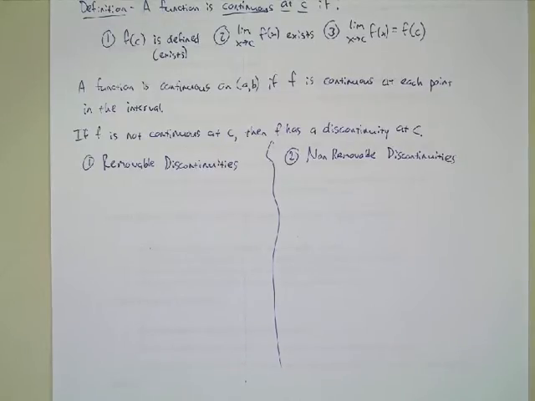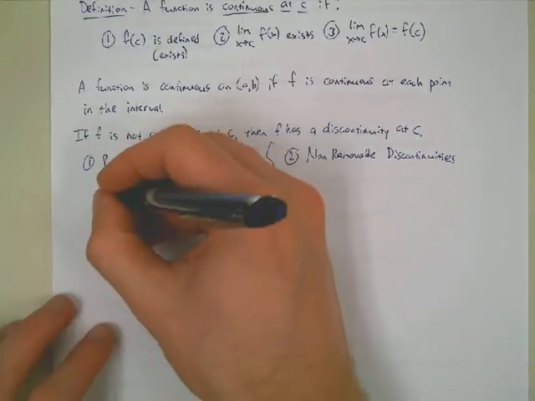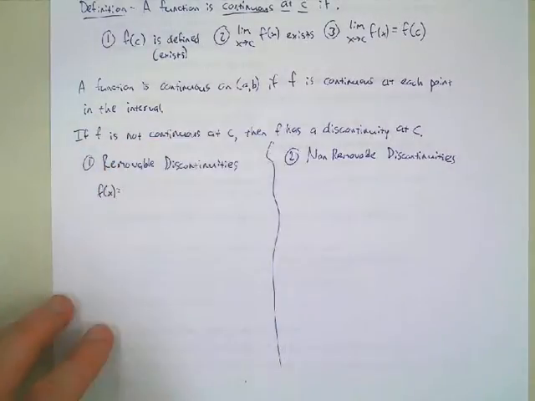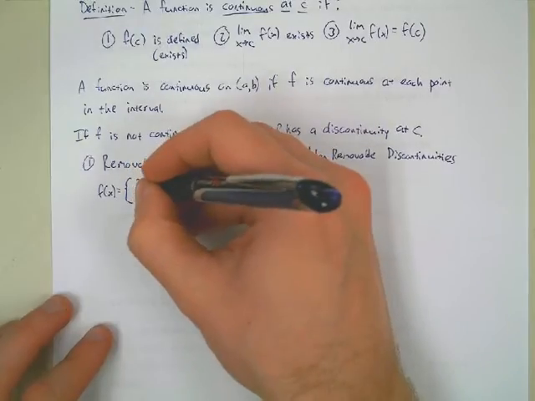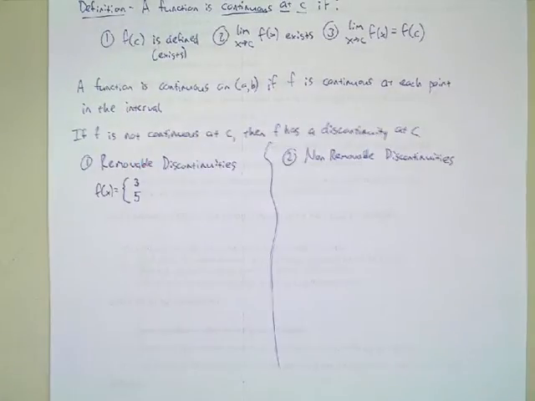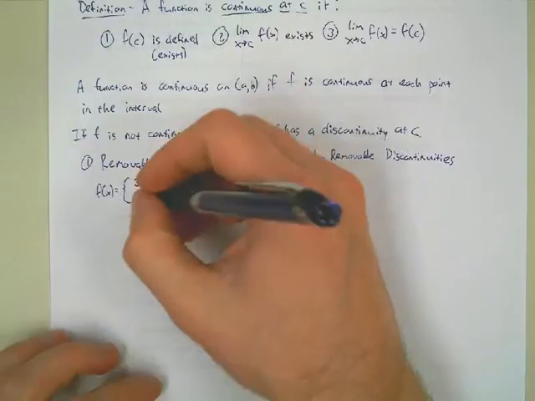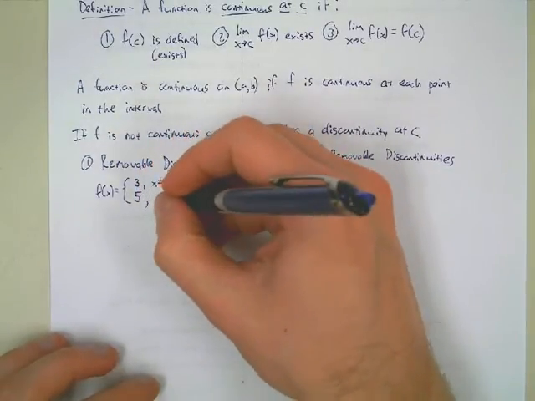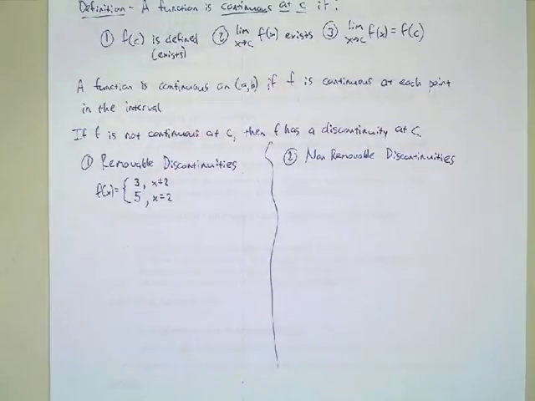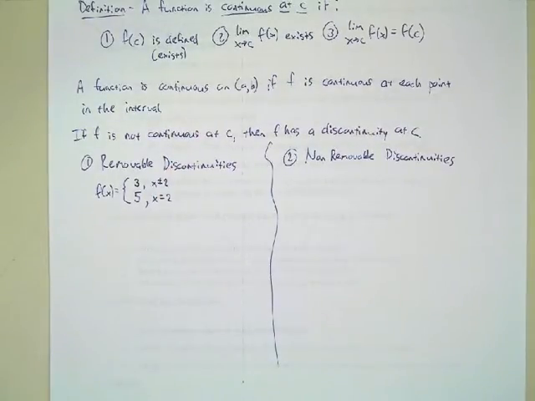So let's consider a function here. We'll use a piecewise function, a piecewise function that's so simple it's complicated. We'll sketch this here too.